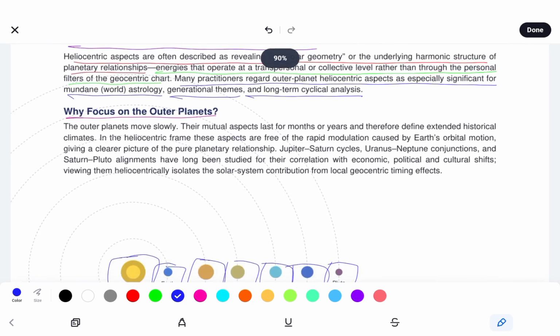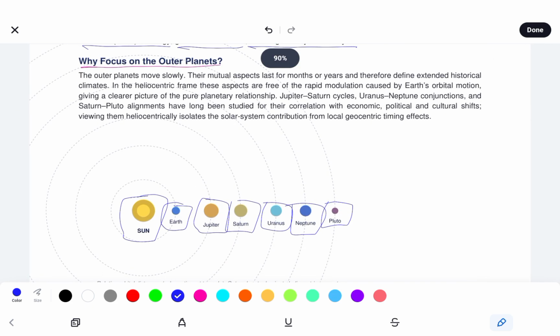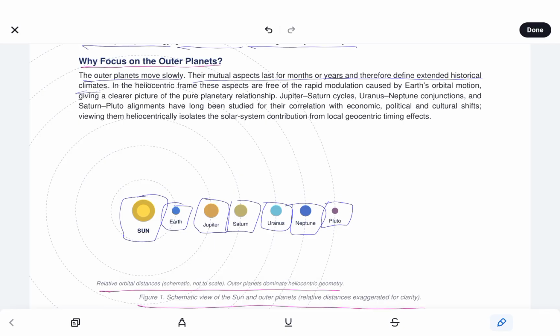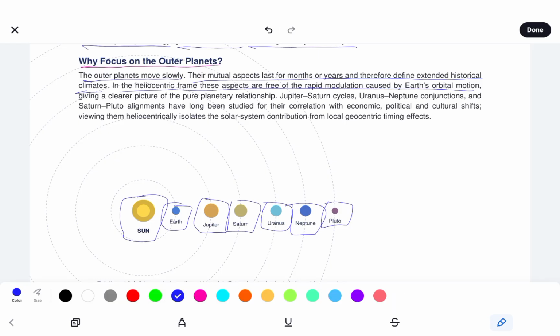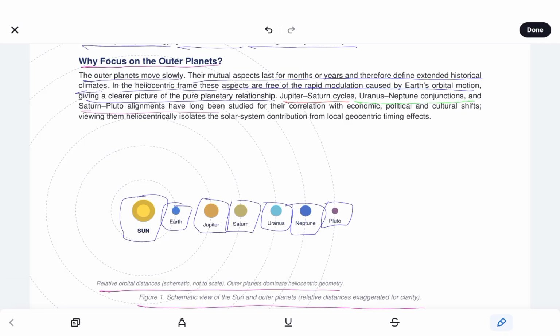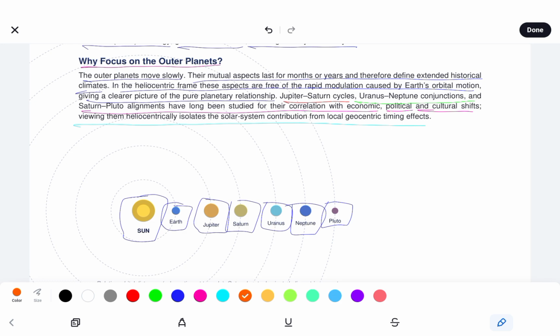We see why we're focusing on the outer planets, because the outer planets move slowly. Their mutual aspects last for months or years, and therefore define extended historical climates. In the heliocentric frame, these aspects are free of the rapid modulation caused by Earth's orbital motion, giving a clearer picture of the pure planetary relationship. Jupiter-Saturn cycles, Uranus-Neptune conjunctions, and Saturn-Pluto alignments have long been studied for their correlation with economic, political, and cultural shifts. Viewing them heliocentrically isolates the solar system contribution from local geocentric timing effects.